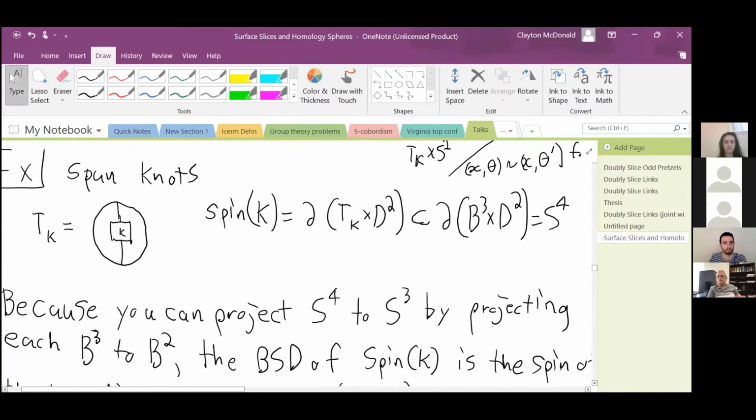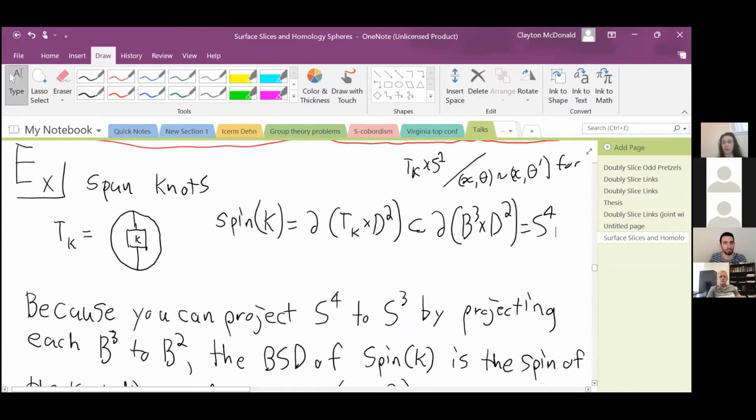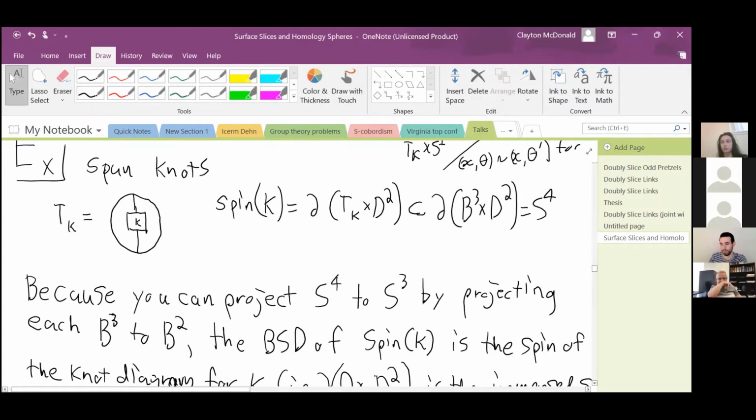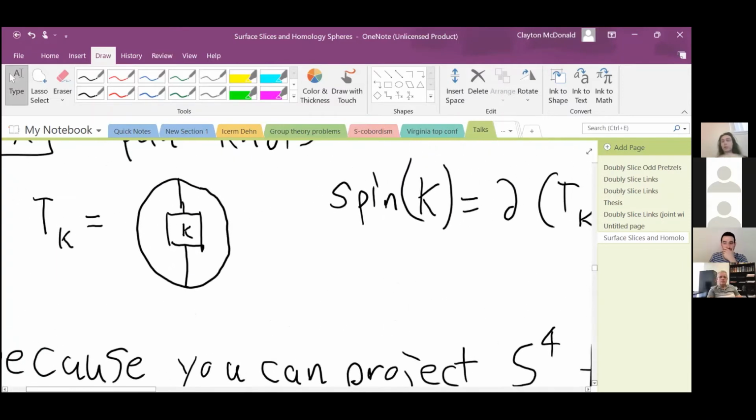and so now what we want to do is think about a projection. So our projection is going to be the following. What I'm going to do is project S4 to S3 by projecting each B3 to B2, because that'll get me from the spin of S3 to the spin of S2, which is S3. So you want to project each B3 to some equatorial B2. And if we think about what's going to be happening on each ball, each ball is going to have a tangle in it. That means that we're going to be projecting each ball to the knot diagram for that tangle ball. Okay.